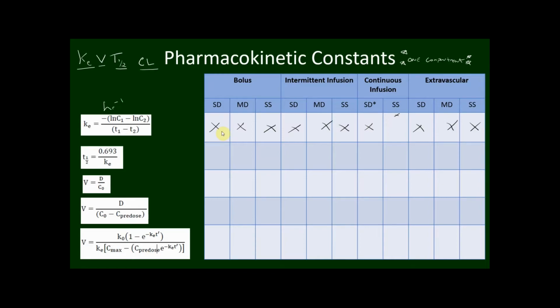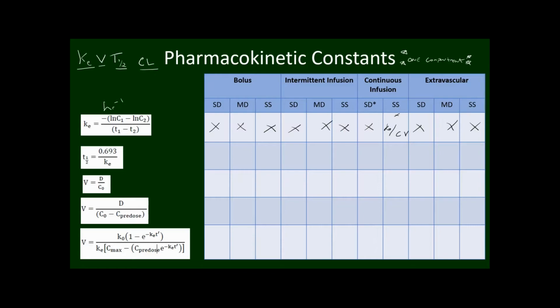For a steady state of a continuous infusion, we also incorporate what's called K naught over concentration times volume to calculate KE. So what is K naught? K naught is the infusion rate of the drug itself.